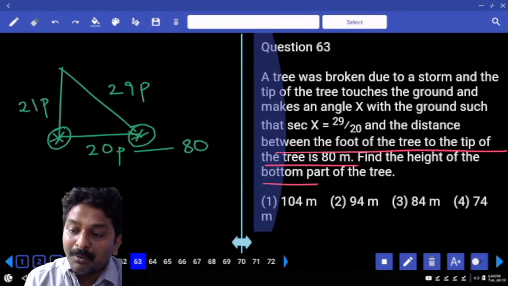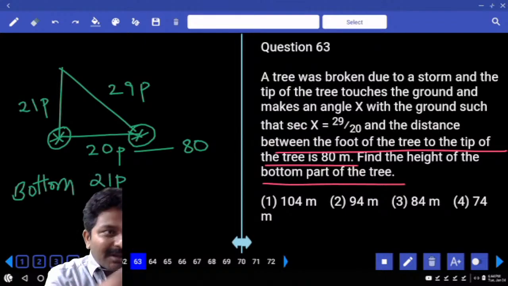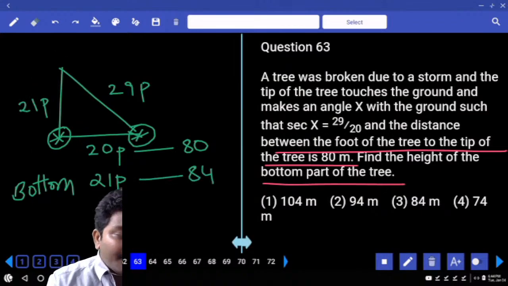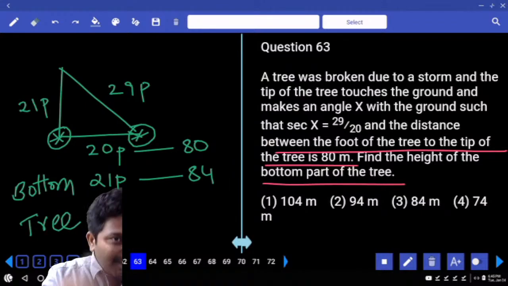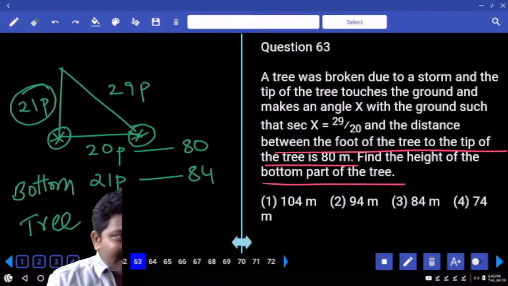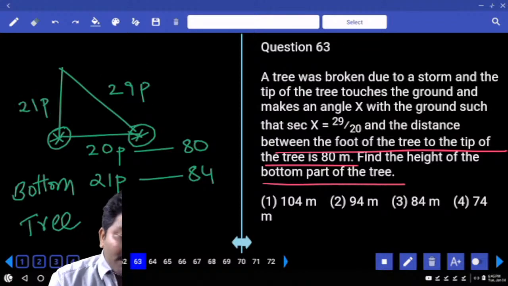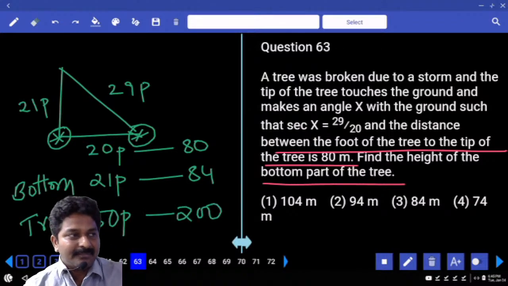Find the height of the bottom part of the tree. We were asked to calculate only the bottom part. Bottom part in the sense 21 parts only. The part that remains standing after the break, that is what we need. 21 parts must be 84. If you are asked to calculate the length of the full tree, 21 parts is the one which is left over and the one which fell down is 29. Total 50 parts. That would be 200 meters. Yes?